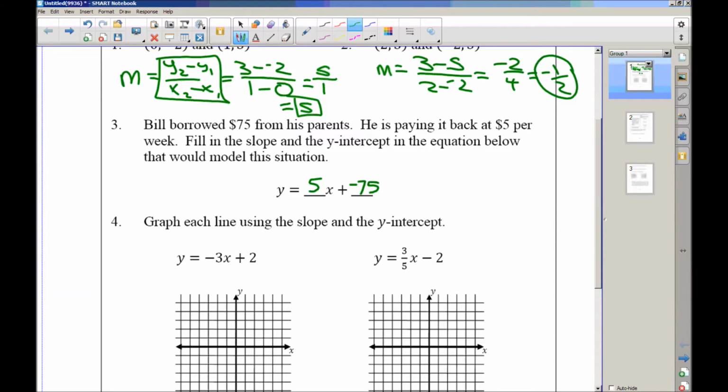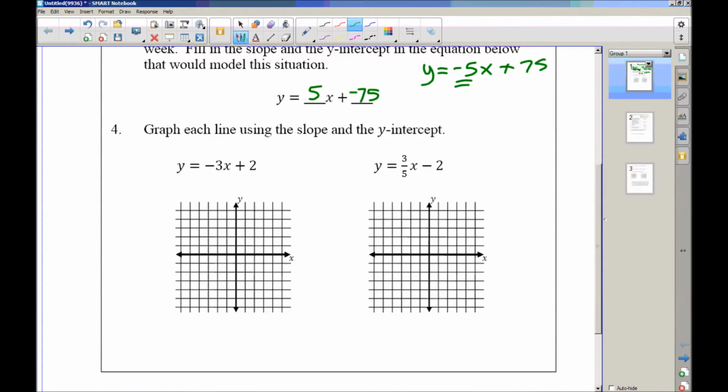Okay, so the plus 5 is how much he's giving them compared to his money that he owes, which is negative 75. Or we could write it the other way. He currently owes them positive $75 and he's subtracting 5 off every week. So whichever way you want to do it, but one of them is going to get the negative and one will get the positive. All right.